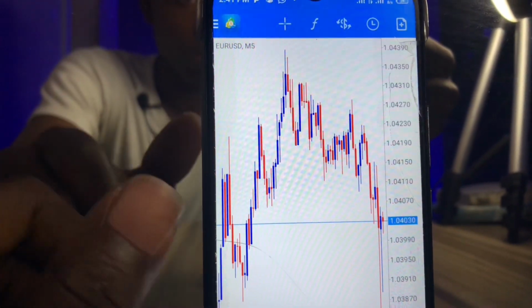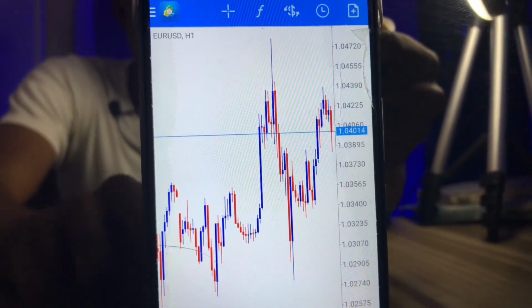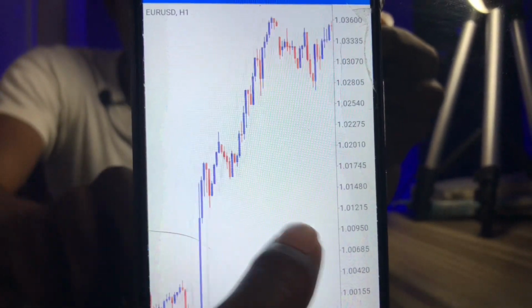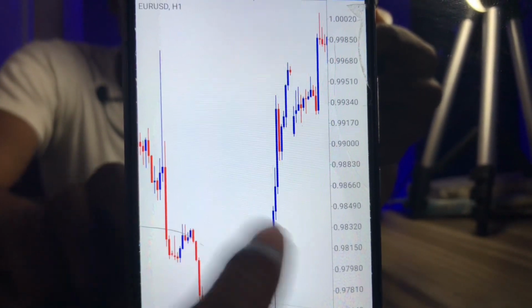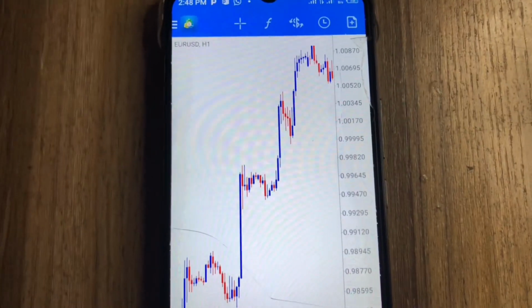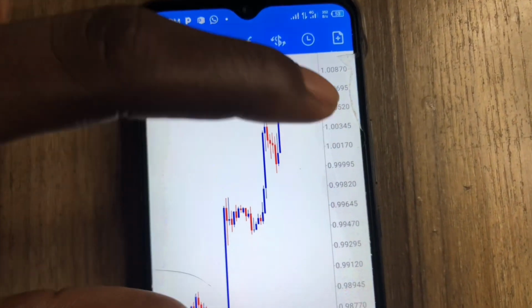So in this video, I'm going to show you guys a very simple strategy that you can easily apply on any time frame that can be used to show you the right time to take a buy and sell in the market. Now, this strategy is basically built on support and resistance. But what is support and resistance?